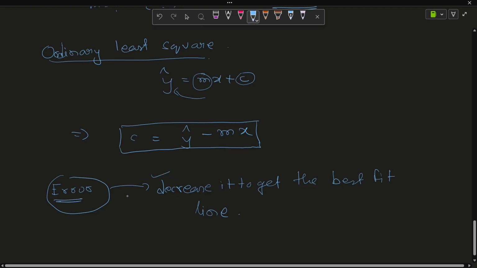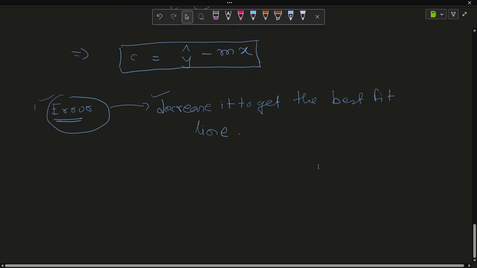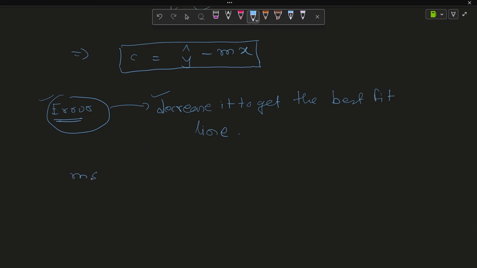Decrease it to get the best fit line. You have to decrease the error. So what was the error? We talked about mean square error. So what was that? 1 by n.